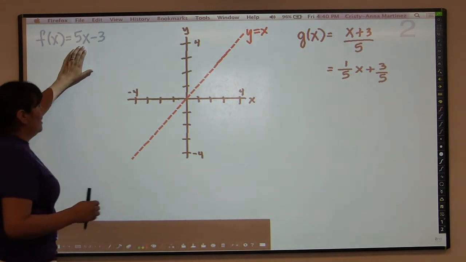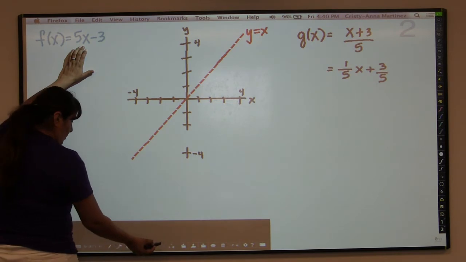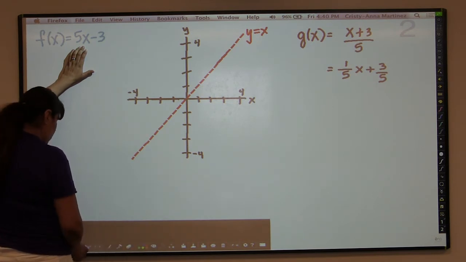We know how to graph linear functions. -3 is the y-intercept. Oops, that was not good. We have our eraser going on. Let's put that back.